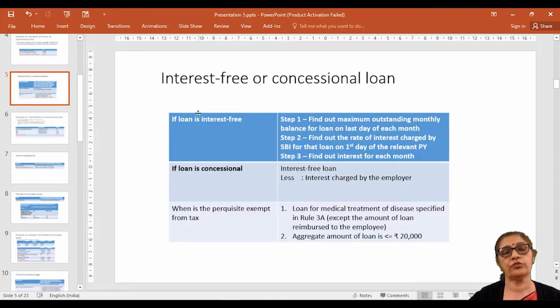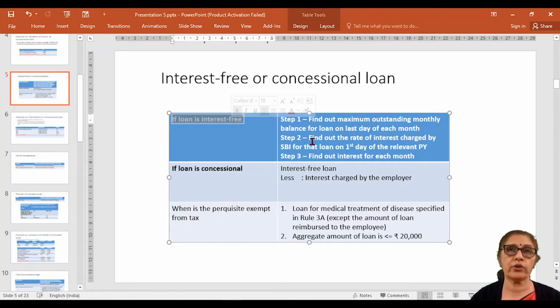How do we find out the value of the loan? If the loan is interest free, of course we have a system of valuation. But this does not just apply to loan or house, it applies to lots of perquisites. Any value could be free or concessional. If it is free, we have a pattern of valuation, we have a method of valuation. If it is concessional, whatever you pay is deducted from the value. This could be medical, this could be education, this could be house, this could be a loan, this could be car, anything. If you pay something, then the concessional value becomes taxable.